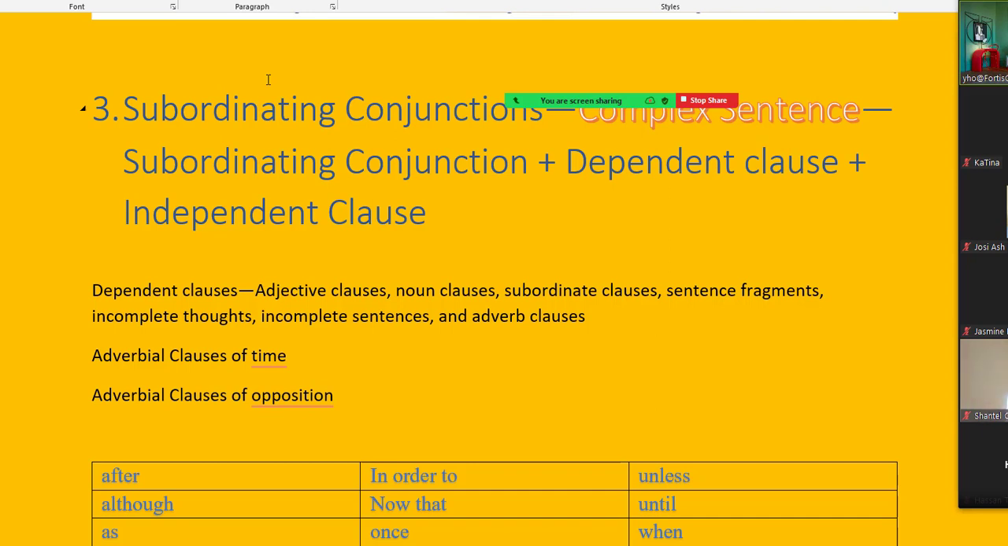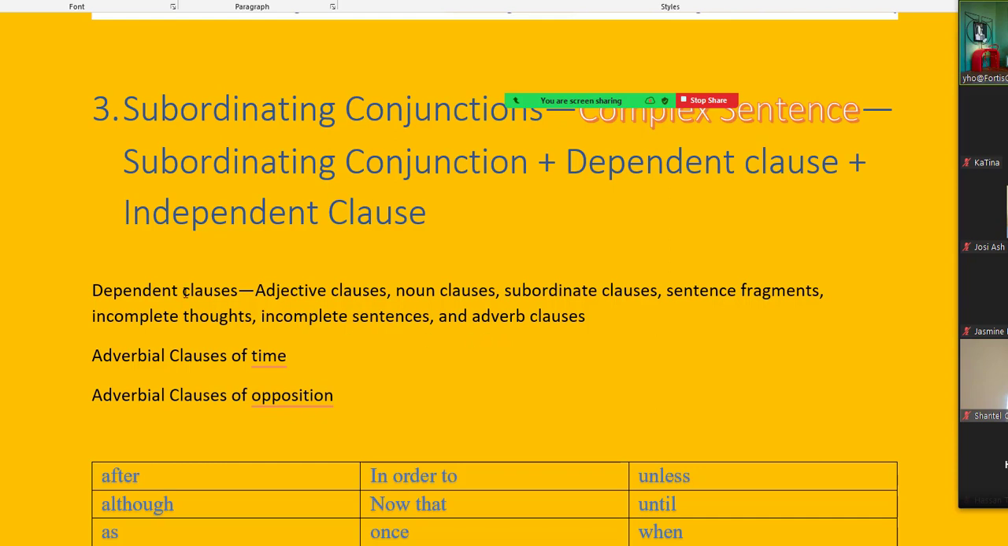All right, so the last kind of sentences that I'm going to go over are subordinating conjunctions. Complex sentences. So a complex sentence is made up of a subordinating conjunction, which starts a dependent clause. So subordinating conjunction plus dependent clause plus independent clause. So that is how a complex sentence is formulated. Other names or other kinds of dependent clauses are adjective clauses, noun clauses, subordinating clauses, sentence fragments, incomplete thoughts, incomplete sentences, and adverb clauses. These are all different kinds of dependent clauses.